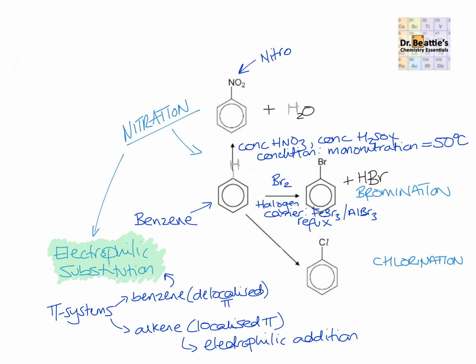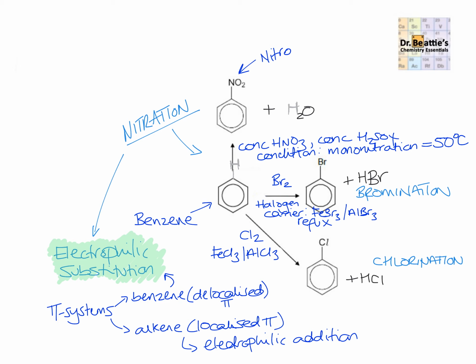And finally, chlorination, very similar. We're going to use chlorine, so Cl2, as our reagent, and that's going to have the halogen carrier either FeCl3, so iron trichloride, or aluminium trichloride. And once again, only one chlorine is added on and substituted, substituting the hydrogen. And the second chlorine combines with this hydrogen to form hydrogen chloride, or HCl.